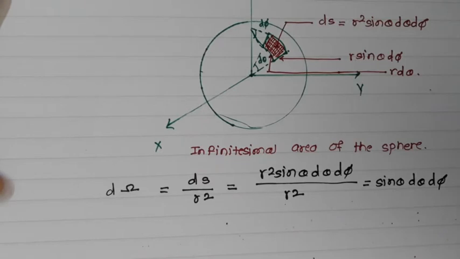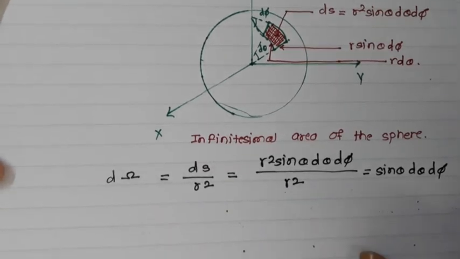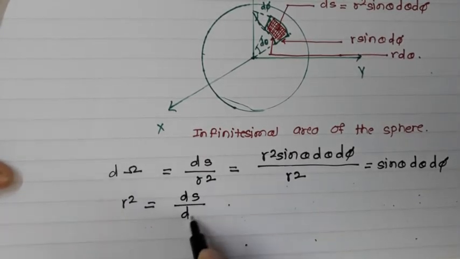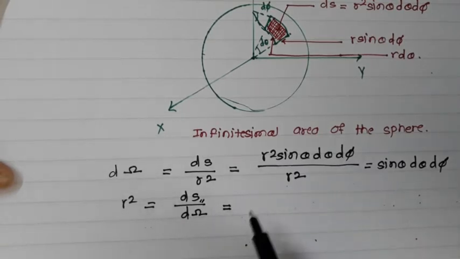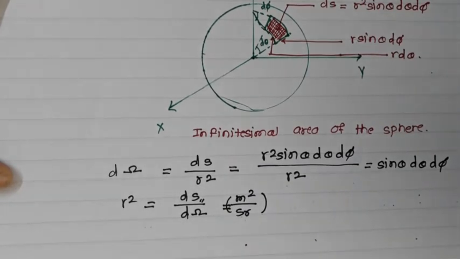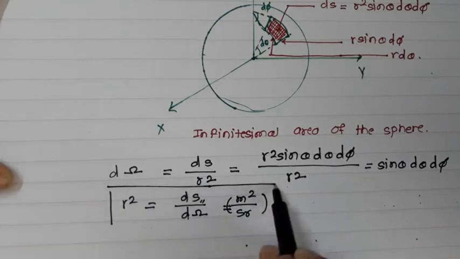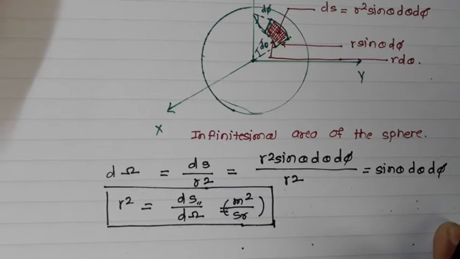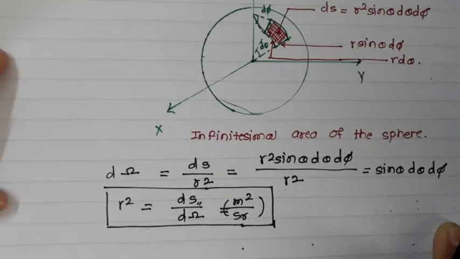By rearranging the terms, I can say r square is equal to ds by d ohm, which is the incremental area, whose unit is meter square, divided by the solid angle, whose unit is steradian. Thus r square can be considered to have a unit of meter square by steradian. So this is the relationship between the area ds and the solid angle.